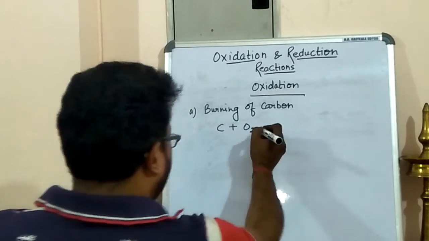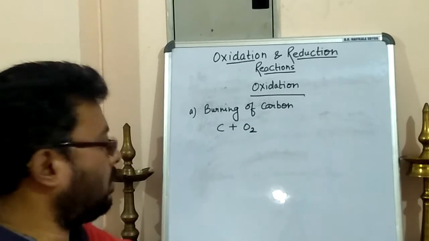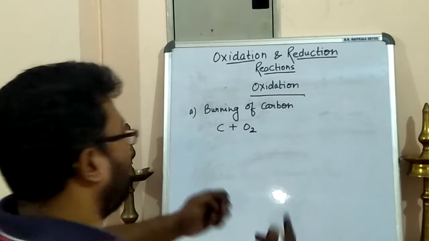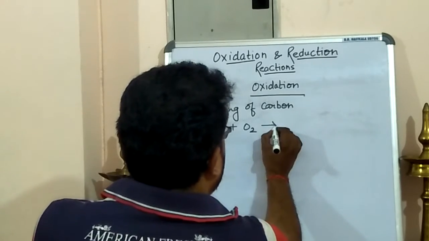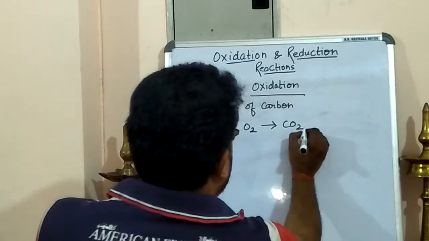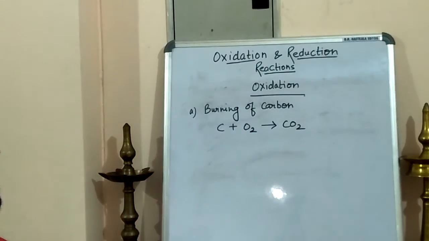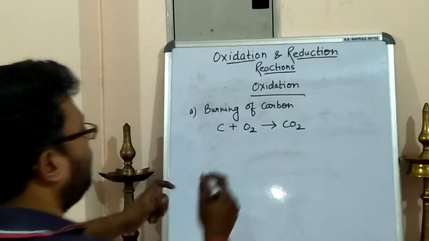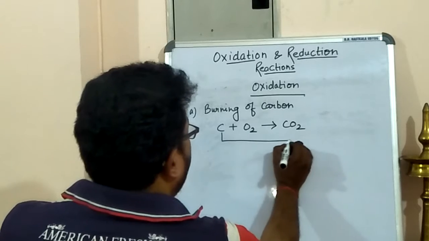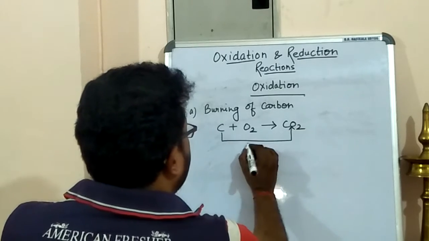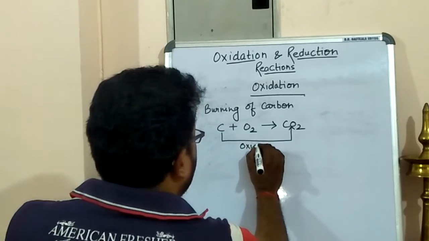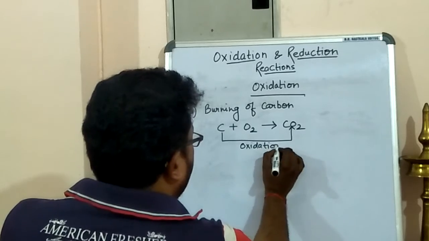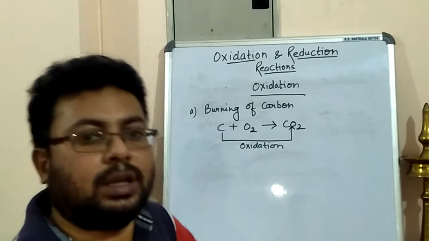You are burning carbon. Burning means reaction with oxygen. So when carbon is burned, it forms carbon dioxide. Here we see that carbon is being oxidized. It is oxidation of carbon that is taking place.